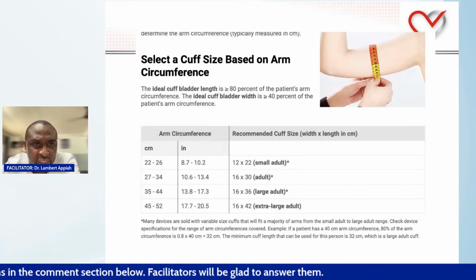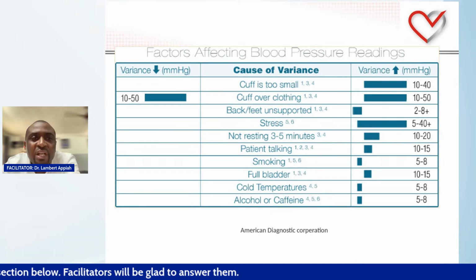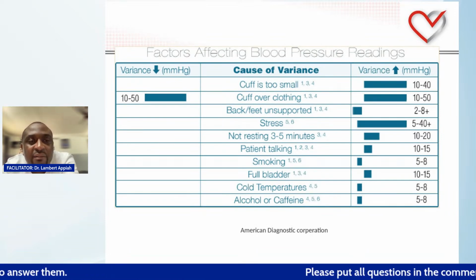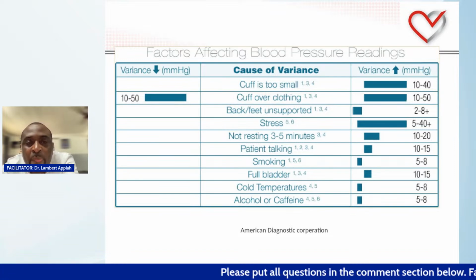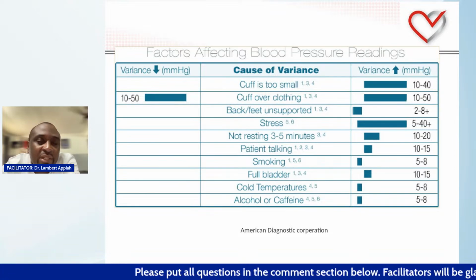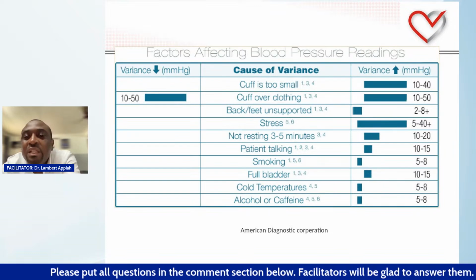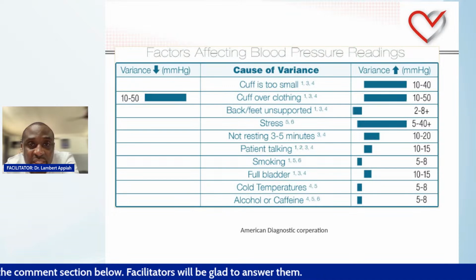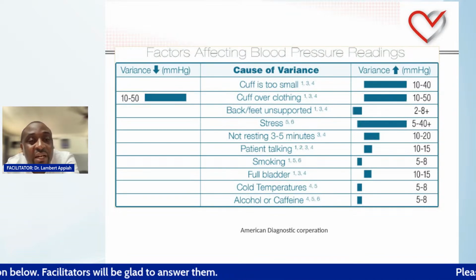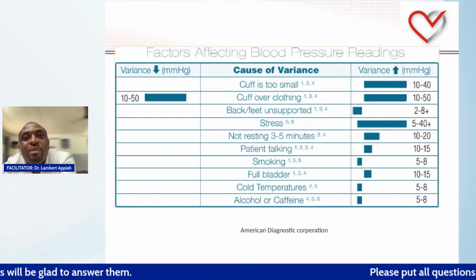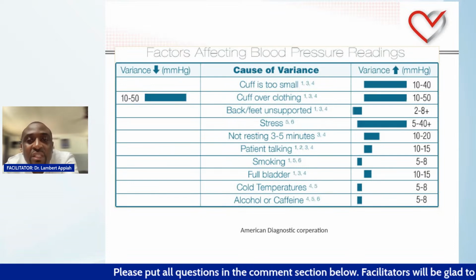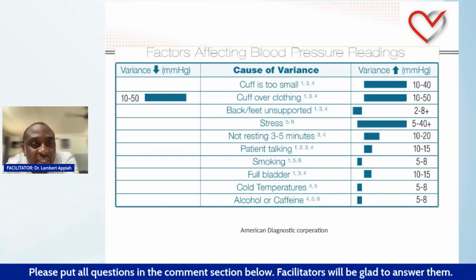This is important because you can get some erroneous readings when the bladder cuff is too tight or too small. Example, using a pediatric cuff on an adult, it could lead to increases in blood pressure of up to even 40 millimeters of mercury. If you put a cuff on clothing, sometimes people just put the cuff on the shirt of patients without taking them off, that could seriously increase the blood pressure by as much as 50 millimeters of mercury.